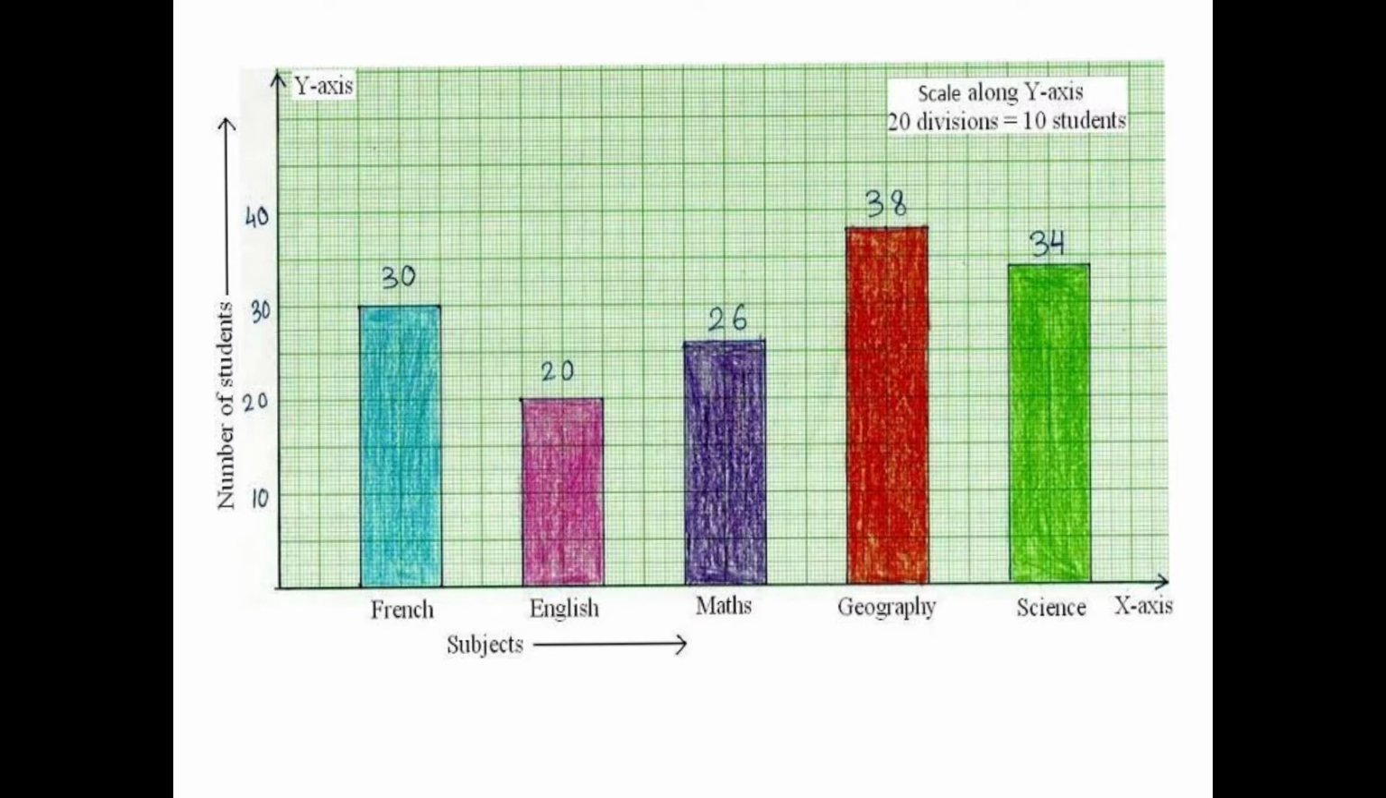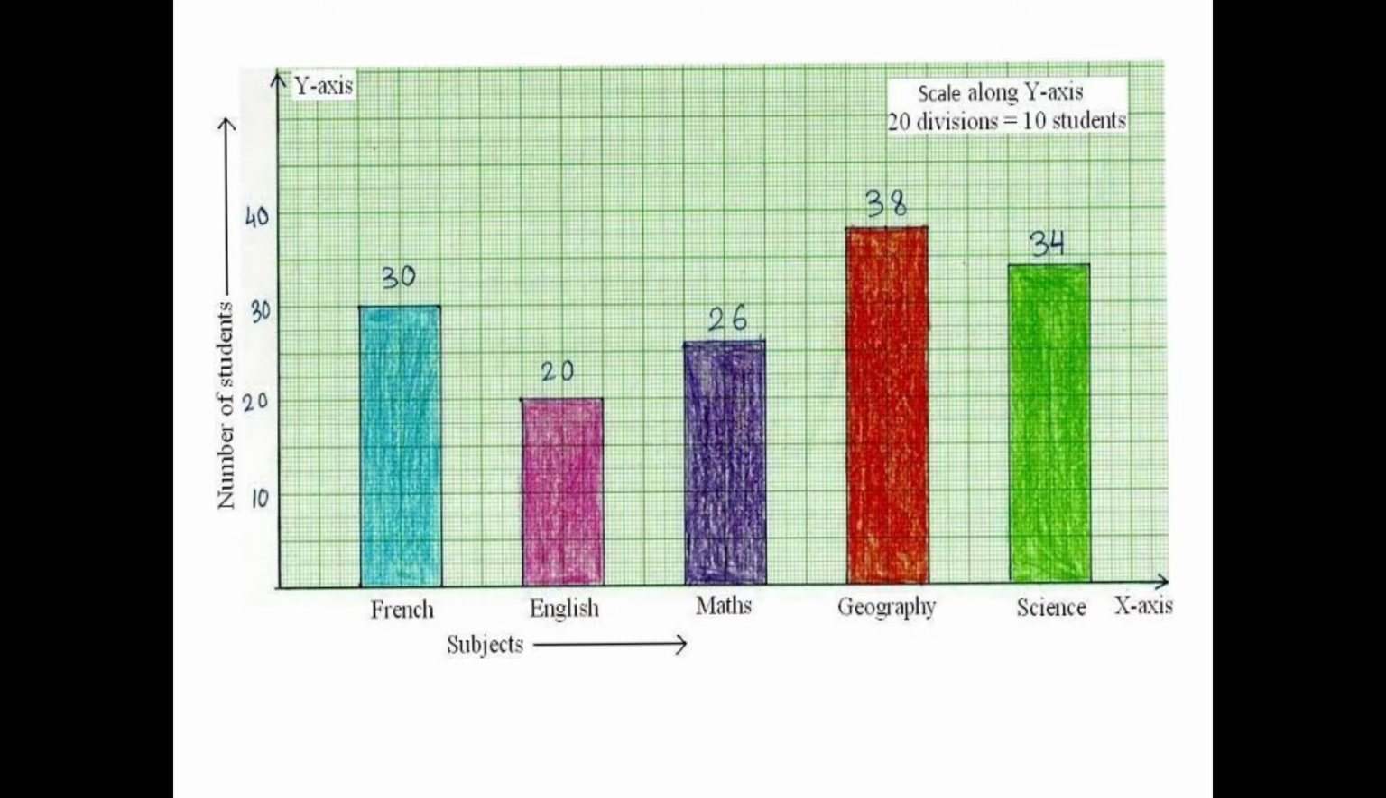Then choose a suitable scale. The scale is very important while drawing a bar graph. On the scale, determine the height of the bars for the given numerical values. So we write the correct numerical values on the scale. Here it is 10, 20, 30, 40, so 10 students in each division.